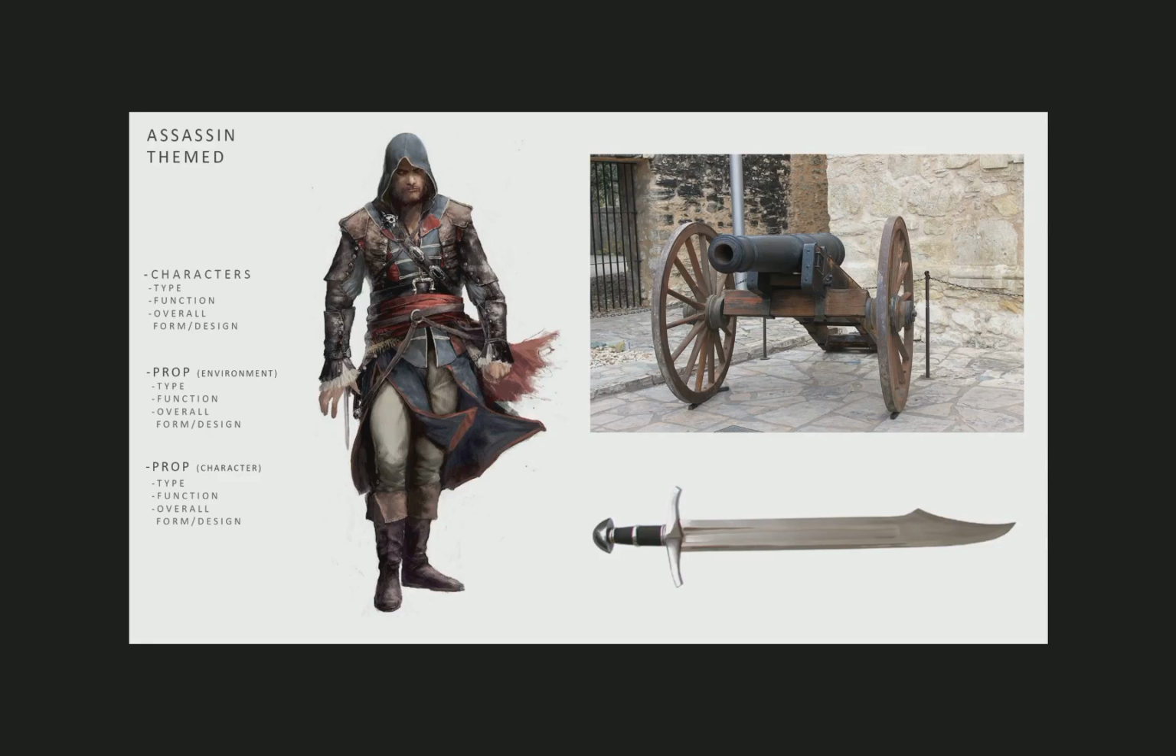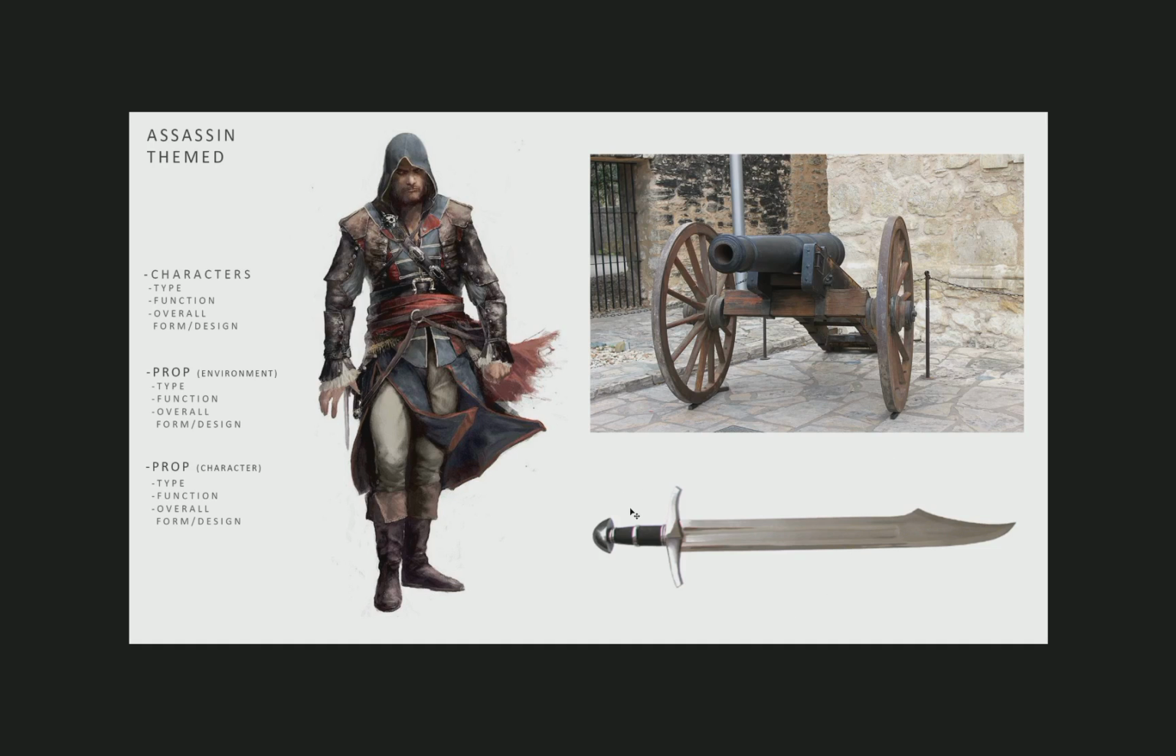So here I have a reference sheet that's going to be basically what I'm going to be designing today. The theme is assassins, and I'm going to be showcasing you guys how I'm going to go about redesigning a character, an environmental prop, and last but not least, a prop that the character would be utilizing.